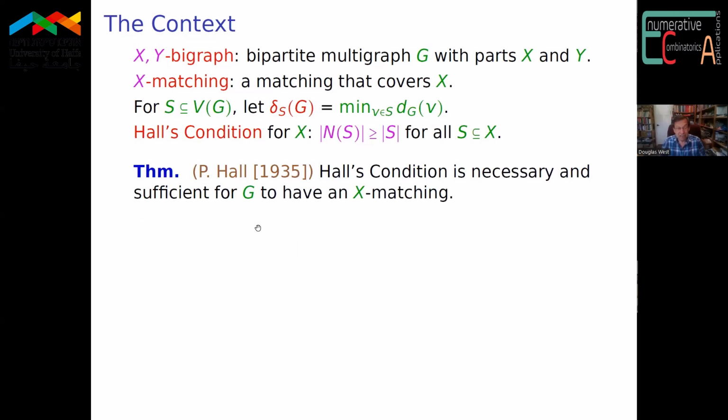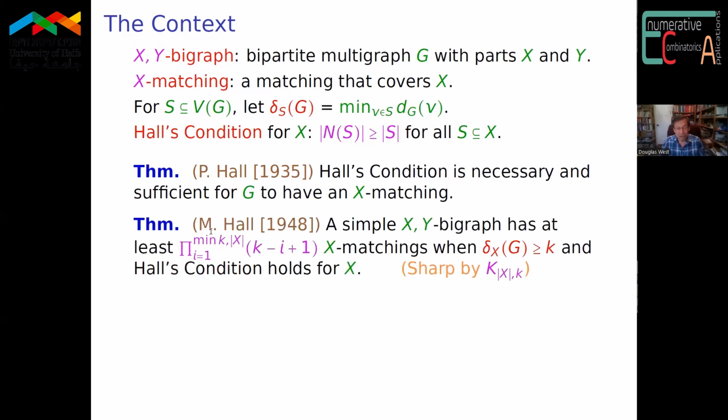Now later there was an enumerative version of this by Marshall Hall, saying that if we have a simple XY bigraph, no multiple edges, and every vertex in X has degree at least K, and Hall's condition holds for X so that there's at least one matching, then the number of matchings covering X is going to be at least K times K minus 1 and so forth, the falling factorial, till we have either K or size of X factors. And this lower bound is sharp by the example of a complete bipartite graph.